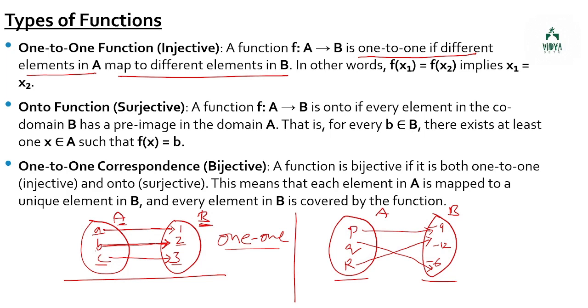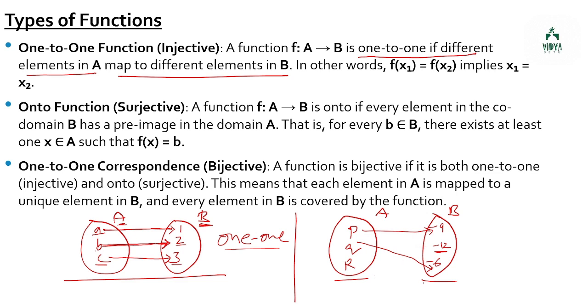But what is onto? Onto means every element of the codomain has some pre-image in the domain. What does it mean? That means every element. See, for example, this 12 is not mapped to anything of A. See, in A we have P, Q, R, in B minus 9, minus 12, minus 6. But this 12 is not mapped to anything. This is nothing. So this is not onto.